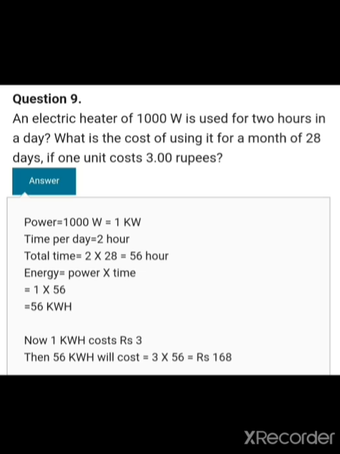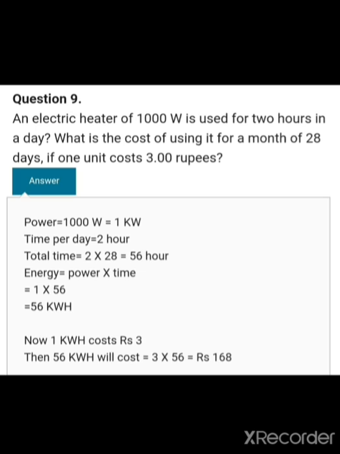So in one day, if we are using it for 2 hours, power consumption is equal to 1000 watt. What is the cost of using it for a month of 28 days if 1 unit costs rupees 3? 1 unit means 1 kilowatt hour. I told you that unit means kilowatt hour. So power is given in watt, so we will convert it into kilowatt. When we convert into kilowatt, 1000 watt is equal to 1 kilowatt. That means power is given to us 1 kilowatt, time we have 2 hours.